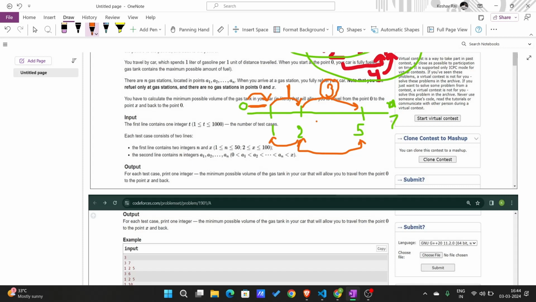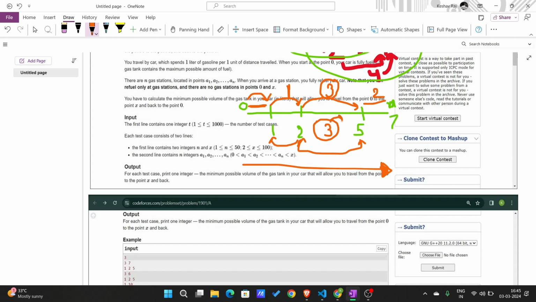If you are traveling from 0 to 7, as you can see, from 5 to 7 the difference is 2 only. So if you are going in only one direction, this is the logic that you have to create. If you know all the indexes, they are all separated with a distance. So 1 and 2 have a unit distance of 1, 5 and 2 are separated with a distance of 3. I will calculate the difference between each of the gas stations, and I will find the maximum distance between all those gas stations.